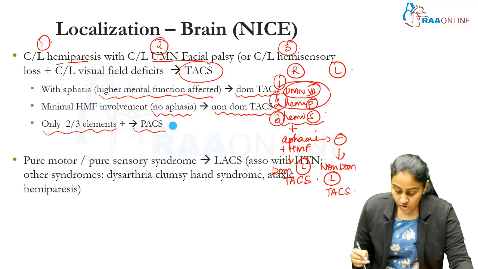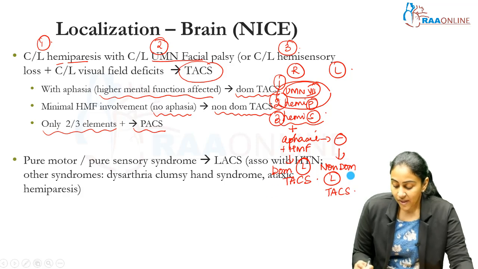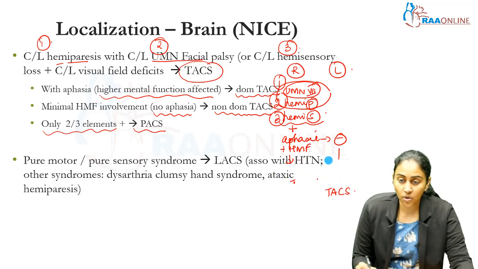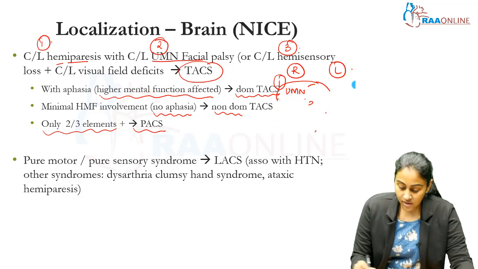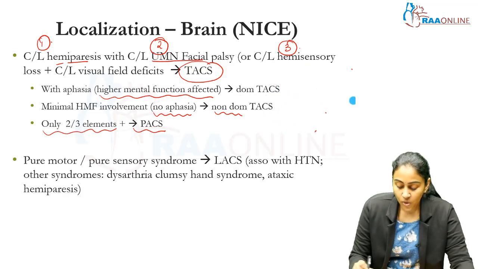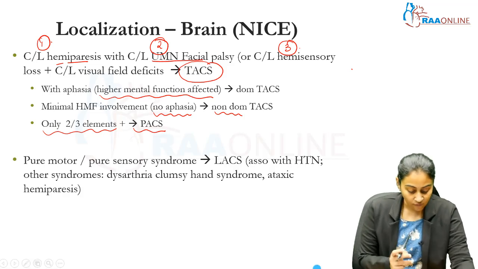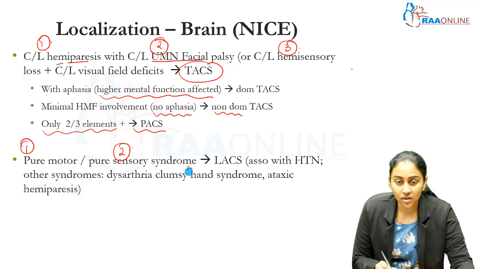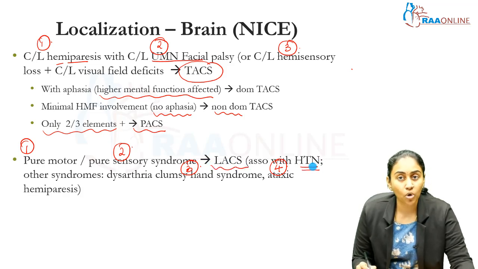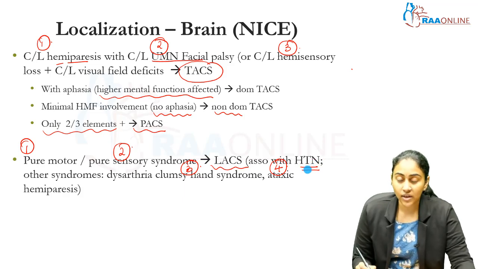Now, a pure motor or a pure sensory syndrome. Whenever you encounter a pure motor syndrome or a pure sensory syndrome with a stroke-like presentation, then very likely you are dealing with LACS, which is lacunar anterior circulation stroke. There are also other lacunar stroke syndromes. You have 4 such syndromes: pure motor stroke, pure sensory stroke, dysarthria clumsy hand syndrome, and ataxic hemiparesis. Usually, lacunar strokes are associated with hypertension. So, remember, whenever you have a pure motor or a pure sensory stroke, that is going to be your LACS, which is lacunar anterior circulation stroke.